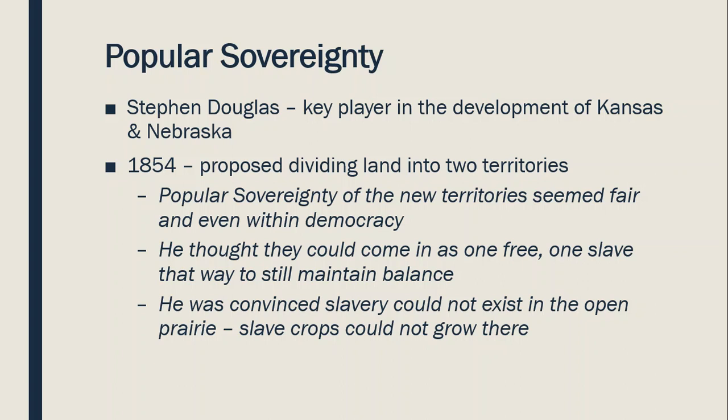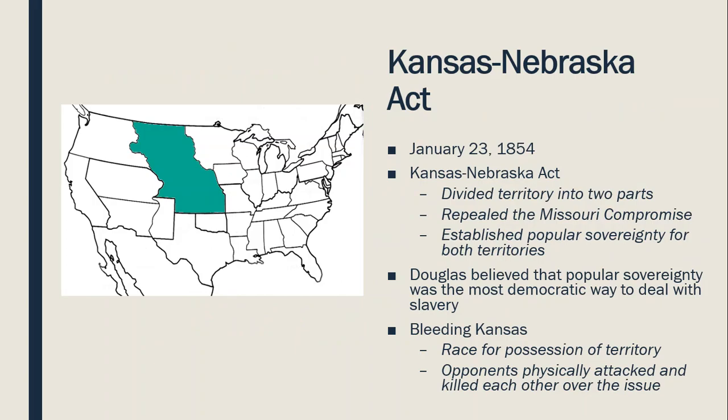So Stephen Douglas liked the idea of popular sovereignty because it seemed very democratic, and it was, and they felt that the institution of slavery would die out on its own. So the Kansas-Nebraska Act is created in 1854. It gets rid of the 36-30 line. We're not even trying to uphold that 36-30 line anymore. They're going to leave it to the idea of popular sovereignty. They're going to divide the territory into two parts, and they're going to allow the citizens in the territory to determine whether or not they will be a free territory or a slave territory. He felt that this was the most democratic, leave it to the people to decide.